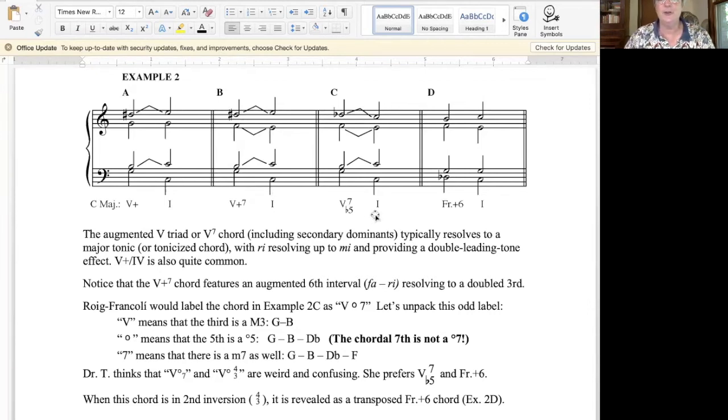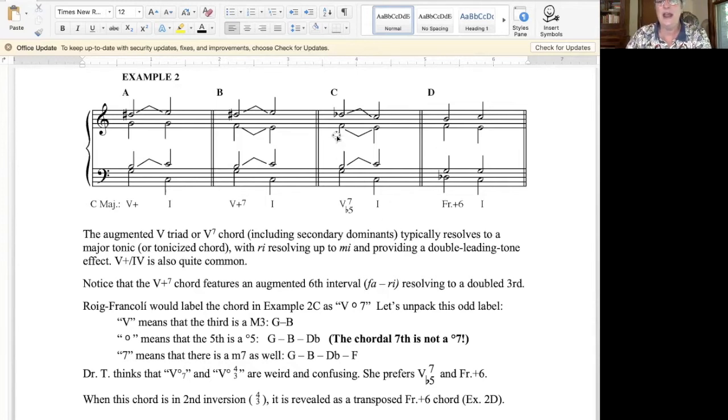Letter C is different. Letter C is a 5-7 chord, and instead of having a raised fifth, it has a lowered fifth. It uses the note Ra to lead more strongly and more effectively down to the C. My preference is to call this chord a 5-7 flat 5 chord. That says exactly what it is, and it's very straightforward. It's a 5-7 chord with a lowered fifth.